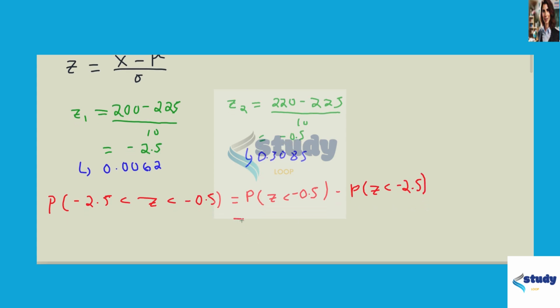Now we're just going to plug in the probabilities we found, which correspond to these z values. So we're going to get 0.3085 minus 0.0062, which gives us a final answer of 0.3023.